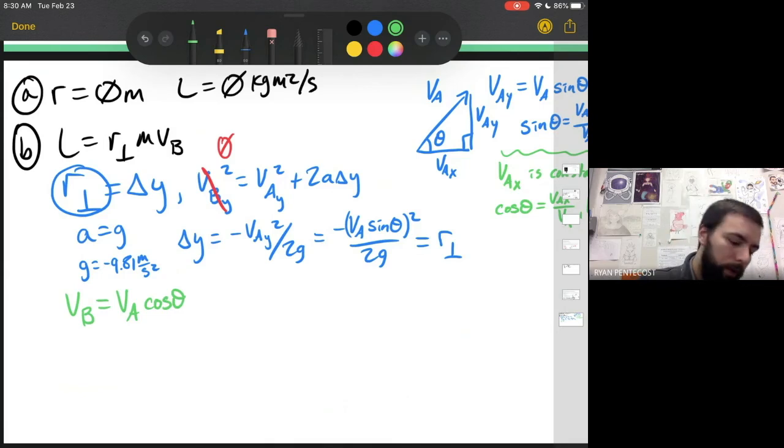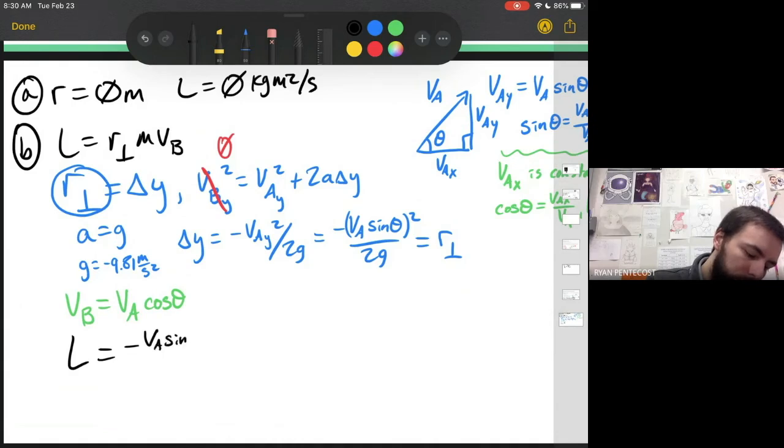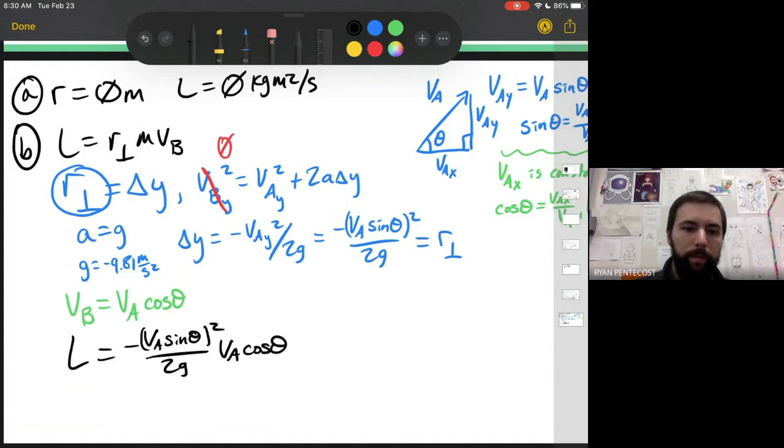Okay. Now, if we put that all together, then your angular momentum is negative VA sine theta quantity squared divided by 2g times VA cosine theta. I'm sorry, there needs to be an m in there. I forgot my m.